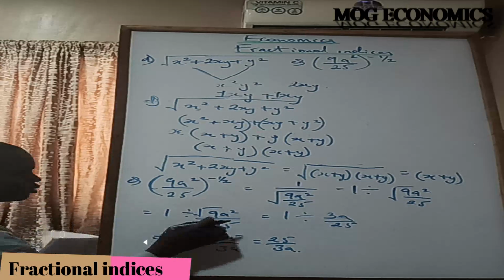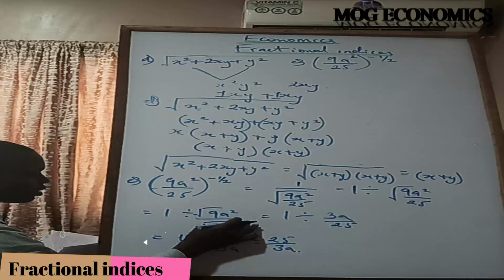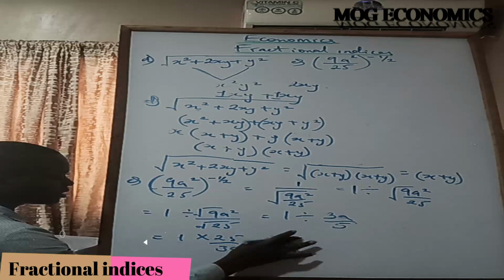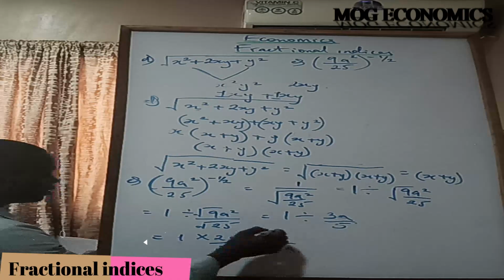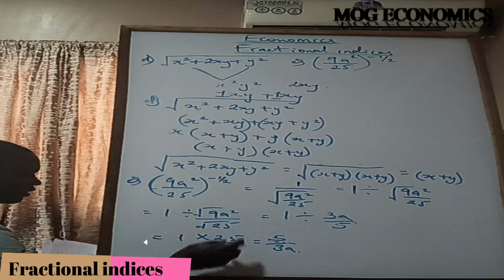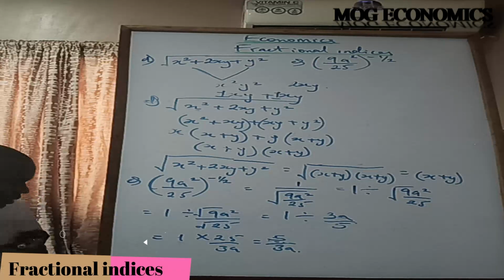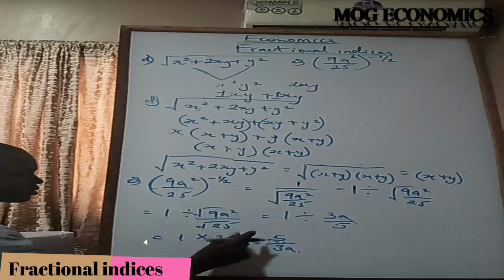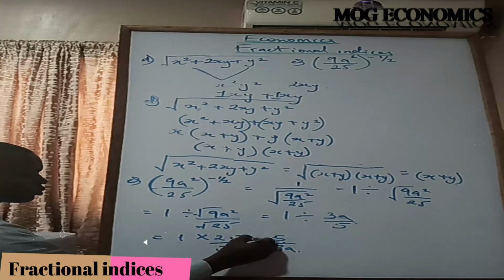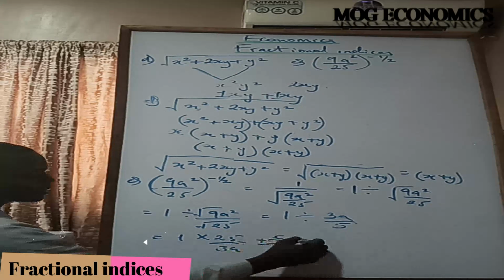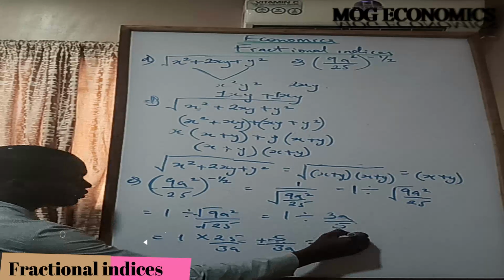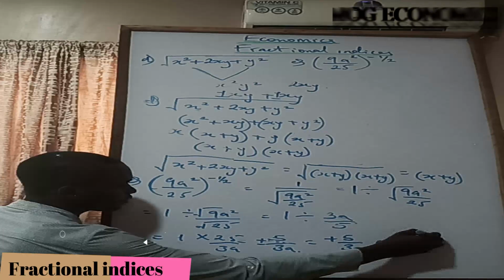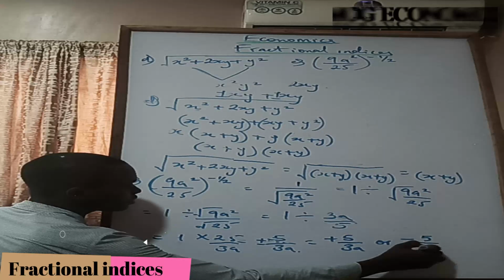Is it? Oh, sorry. Root 25 is 5. So this is 5 over 3a. Alright, 5 over 3a. Since it is just two roots, I could do plus or minus 5 over 3a. That is plus 5 over 3a or minus 5 over 3a.